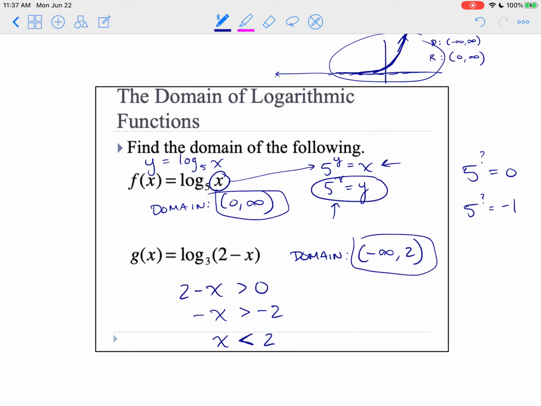So I want you to understand why we can use the inverse, but I also want you to know that the easiest way to find the domain of a logarithm is just to set what's inside the logarithm greater than 0 and solve.